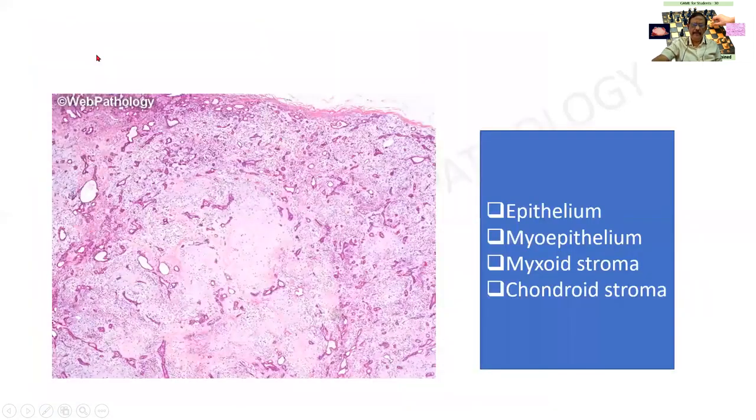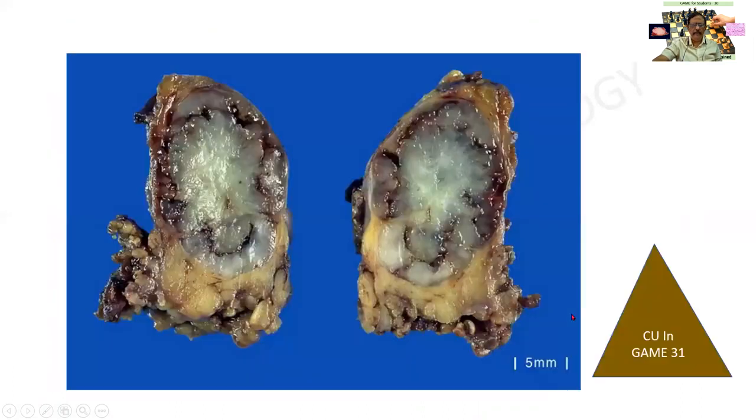All the sources are from web pathology. Again, I hope you people can identify, try it as an exercise. Try to identify these components on the screen: epithelium, myoepithelium, myxoid stroma, and the chondroid stroma.